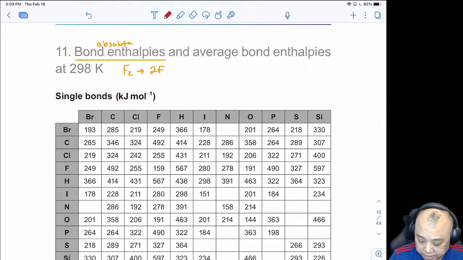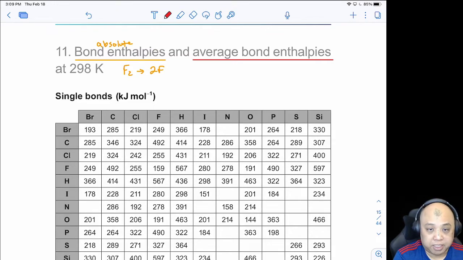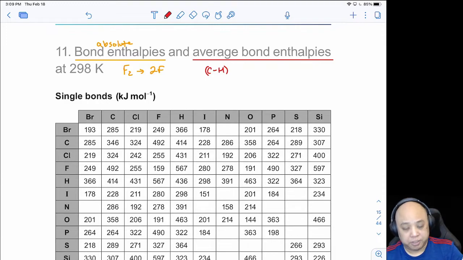The problem is many bonds don't fit that requirement, meaning they have a lot of different scenarios in which that bond exists. For example, the C to H bond. The C to H bond exists in a lot of different structures, from methane all the way up to like decane or something like that, right? There are all these C to H bonds that are all different, and so we come up with an average for that. And this is how they do that.